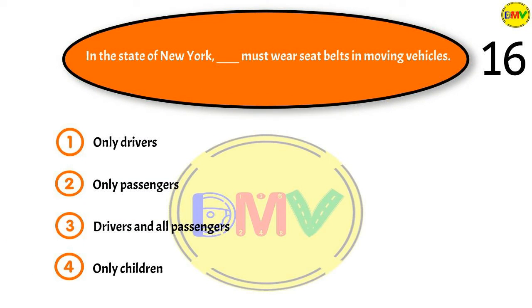The question 16. In the state of New York, who must wear seat belts in moving vehicles? 1. Only drivers, 2. Only passengers, 3. Drivers and all passengers, 4. Only children.